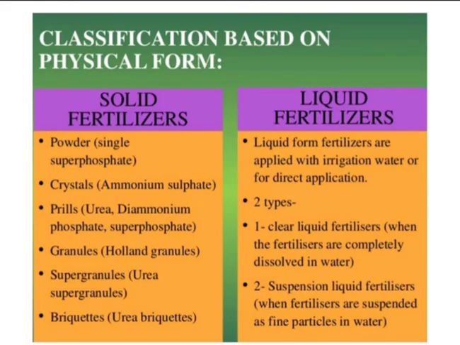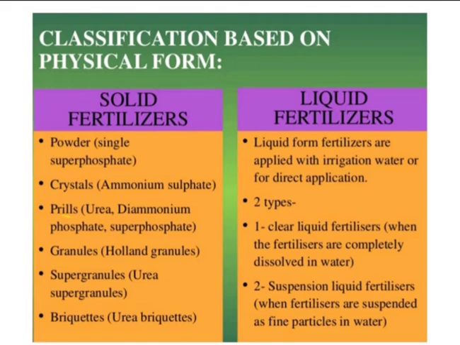Then again there is a classification of the fertilizers based on physical form. The fertilizers are either in solid form or in liquid form. They are present in powder form when they are solid, and when they are liquid, obviously in liquid form. The solid ones may be in the form of crystals. An example of a crystal type solid fertilizer is ammonium sulfate. Then the prils, meaning small balls: urea, diammonium phosphate and superphosphate are present in the form of small balls or prils.